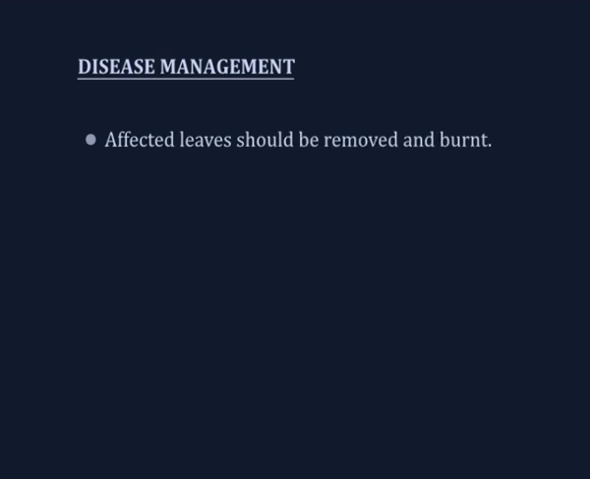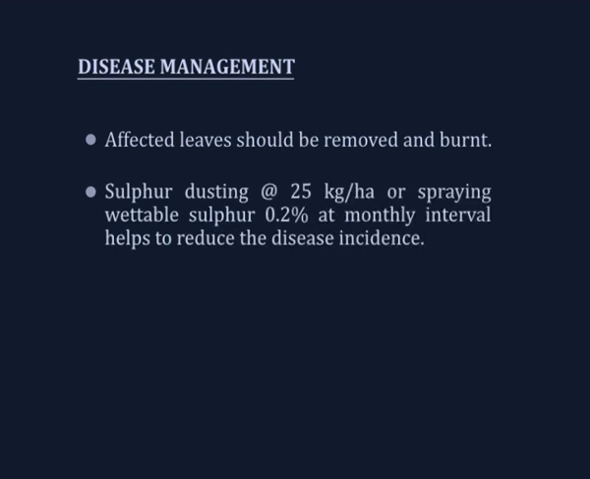Next is the management of the disease. Affected leaves should be removed and burnt. Sulfur dusting at the rate 25 kg per hectare or spraying wettable sulfur at the rate 0.2% at monthly interval helps to reduce the disease incidence.